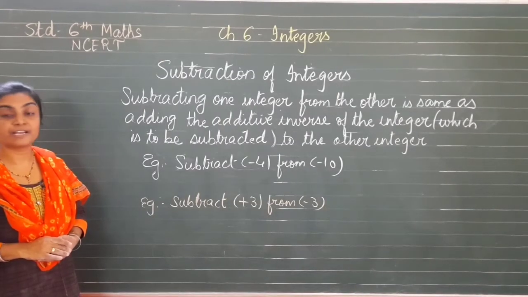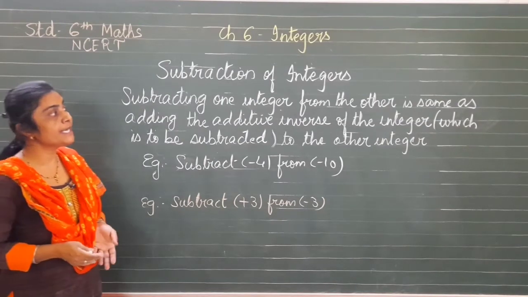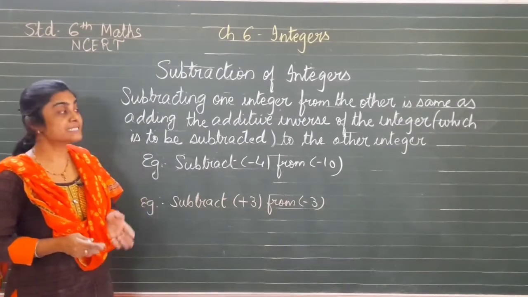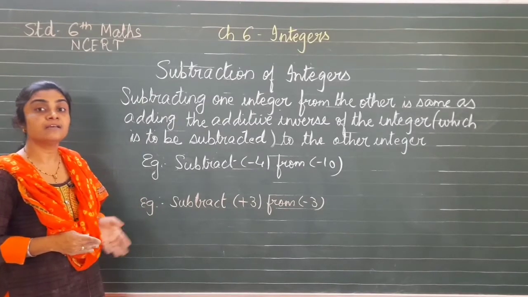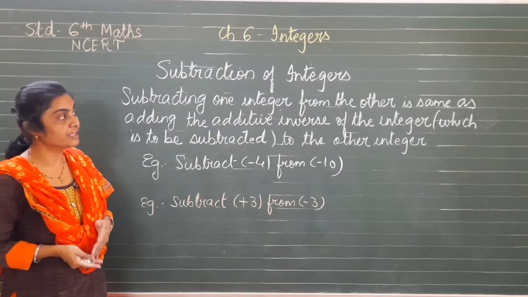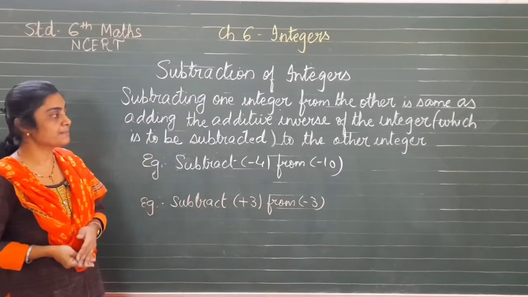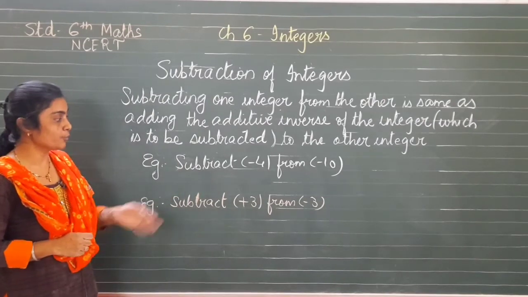Now let us see subtraction of integers. In subtraction of integers, subtracting one integer from the other is the same as adding the additive inverse. So for the number which is to be subtracted, we have to take its additive inverse and add it to the other integer. Now let us have a look.